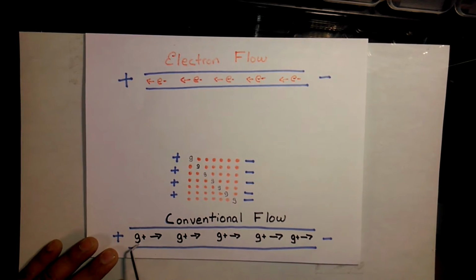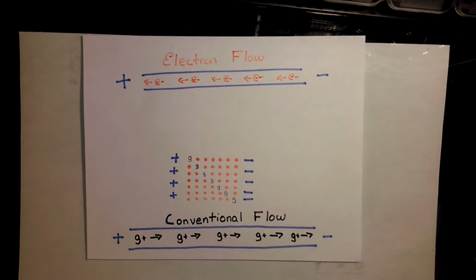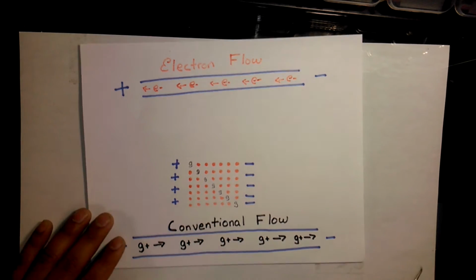Instead of looking at it as electrons flowing from the negative to the positive, we're going to look at it as positive gaps going from the positive to the negative. I really hope that makes sense. If that doesn't, please let me know and I will try to clarify it further.